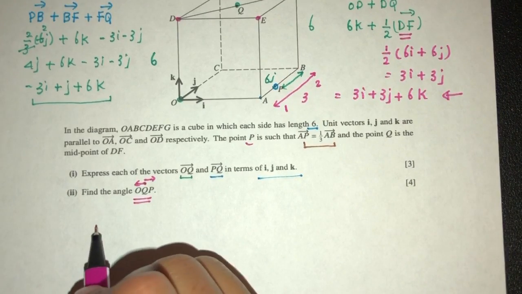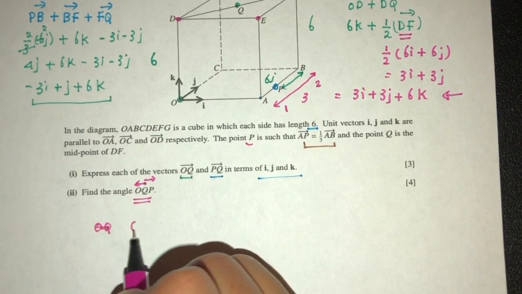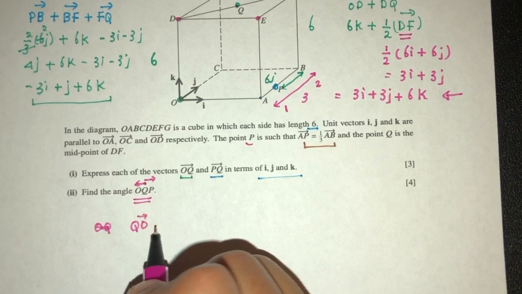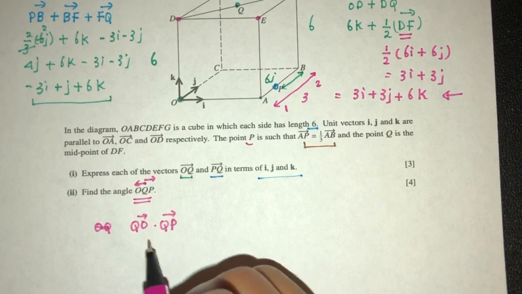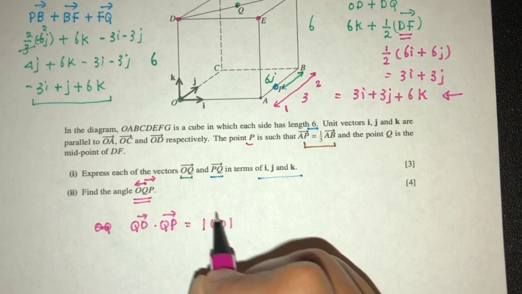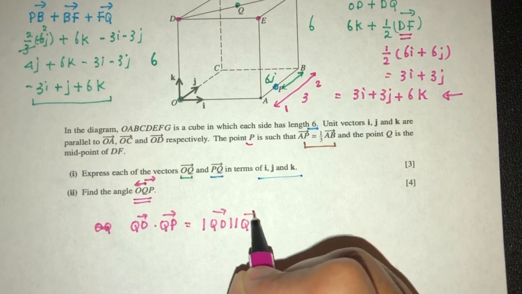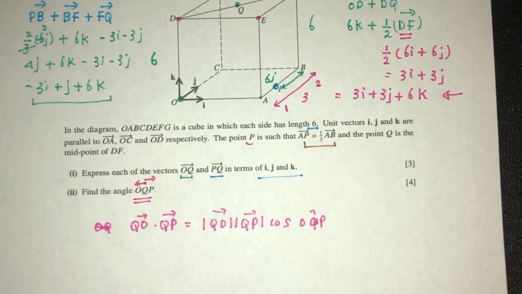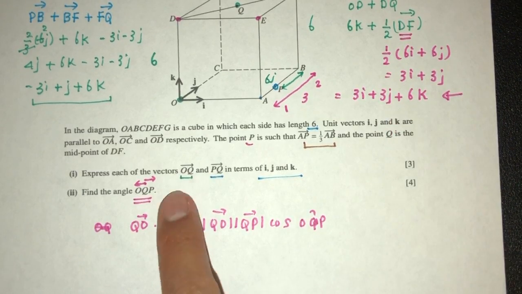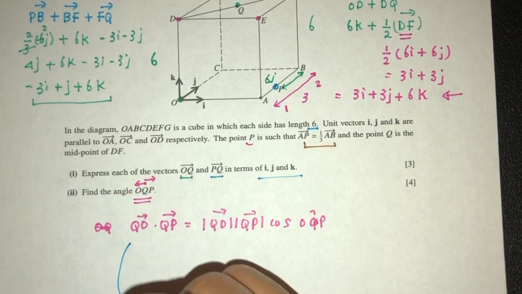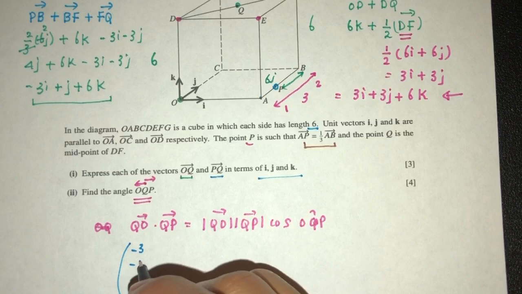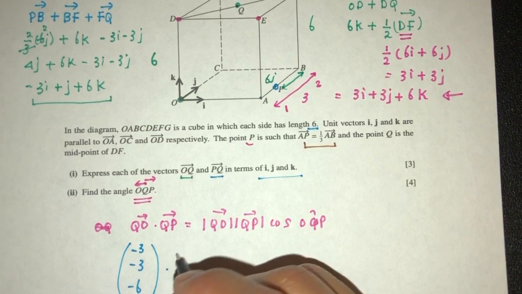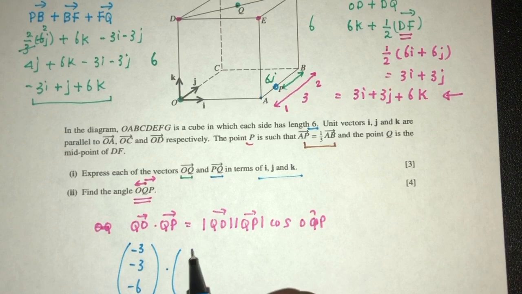So pretty easy. That will be QO scalar product QP, equal to the magnitudes times cos of angle OQP. So we have to find the angle. So let's see what we can do. Now we know the value of OQ is this, so QO will be in the opposite direction. That will be -3, -3, and -6. And QP will be in the opposite direction. That should be 3, -1, -6.